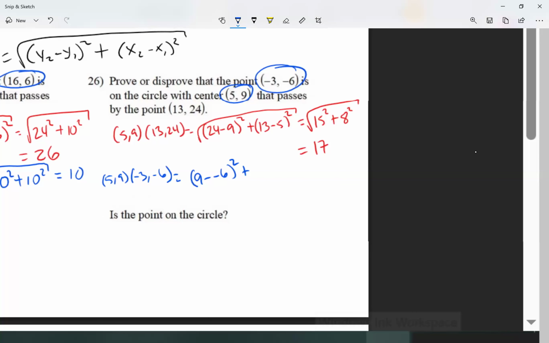Then I have to subtract the x's, right? So 5 minus -3, and all this is inside a square root. Looking at my first parentheses, the two negative signs become a plus sign, so 9 plus 6 is 15, so 15 squared. Here, two negative signs become a plus sign, 5 plus 3 is 8. So the square root of 15 squared plus 8 squared happens to give me 17. Oh, the distances are the same. So is the point on the circle? In this case, yes.